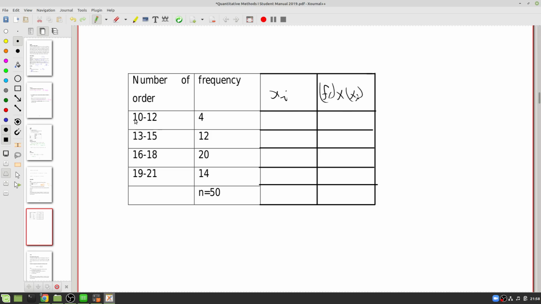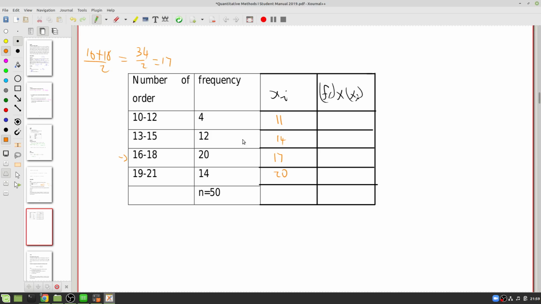The midpoint, halfway between 10 and 12, is 11. Now this is nice because this is pretty straightforward. We can see what the midpoint is. That's 11. This one's going to be 14, 17, and 20. And just to make sure, let's pick this one as an example. To find the midpoint, 16 plus 18 divided by 2. That gives us 34 over 2, which is 17.